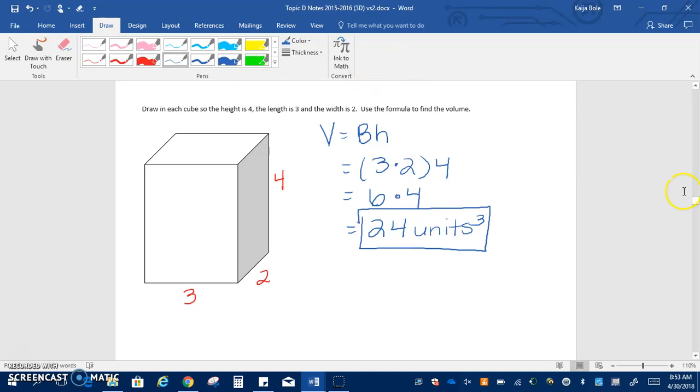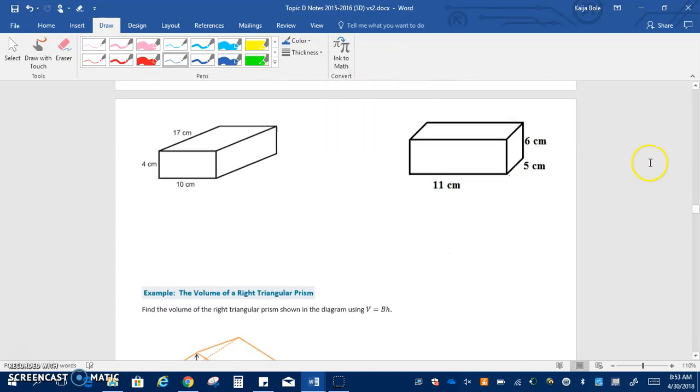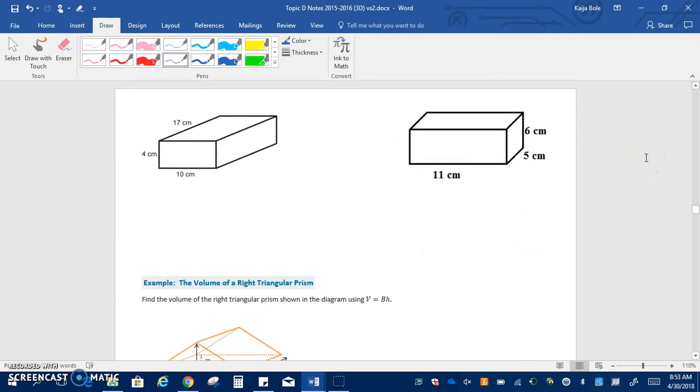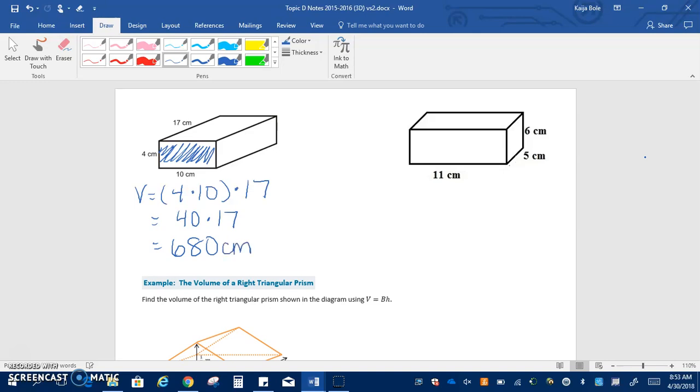Alright, so go ahead and flip over to the next page. Again, we have some more rectangular prisms, so I'm going to make this front part my base here. So volume equals area of the base, which is 4 times 10, then times the height, which is what connects the two bases. So we'd have 40 times 17, which is 680 centimeters cubed.